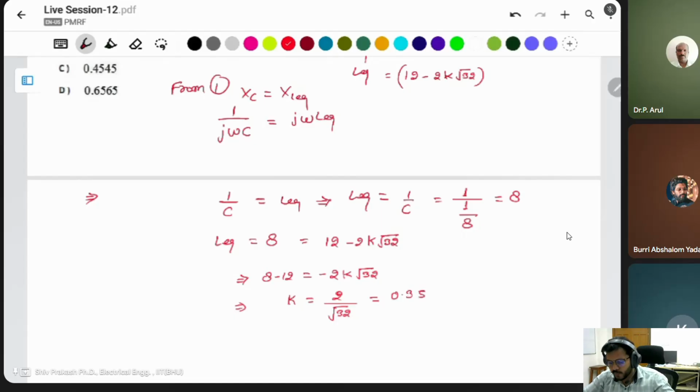Coupling coefficient is 0.35. In the ideal case, coupling coefficient is 1. It is always less than 1 in practical cases. It means only 35% of flux is linked in both the inductors.